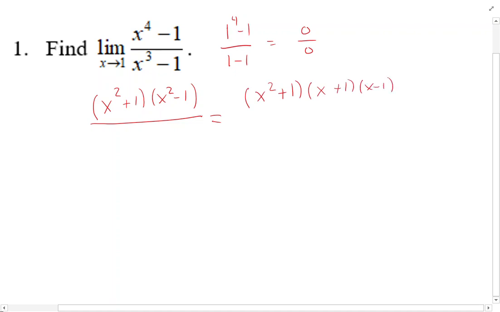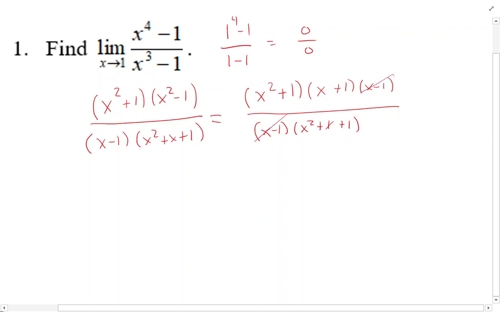The denominator is not a difference of squares, but it is a difference of cubes. If you don't remember how to factor a difference of cubes, you should definitely check up on that. We get something like this. And we are going to see here that something cancels out. Hopefully that makes the problem not broken anymore. Cancel out my x minus 1s.